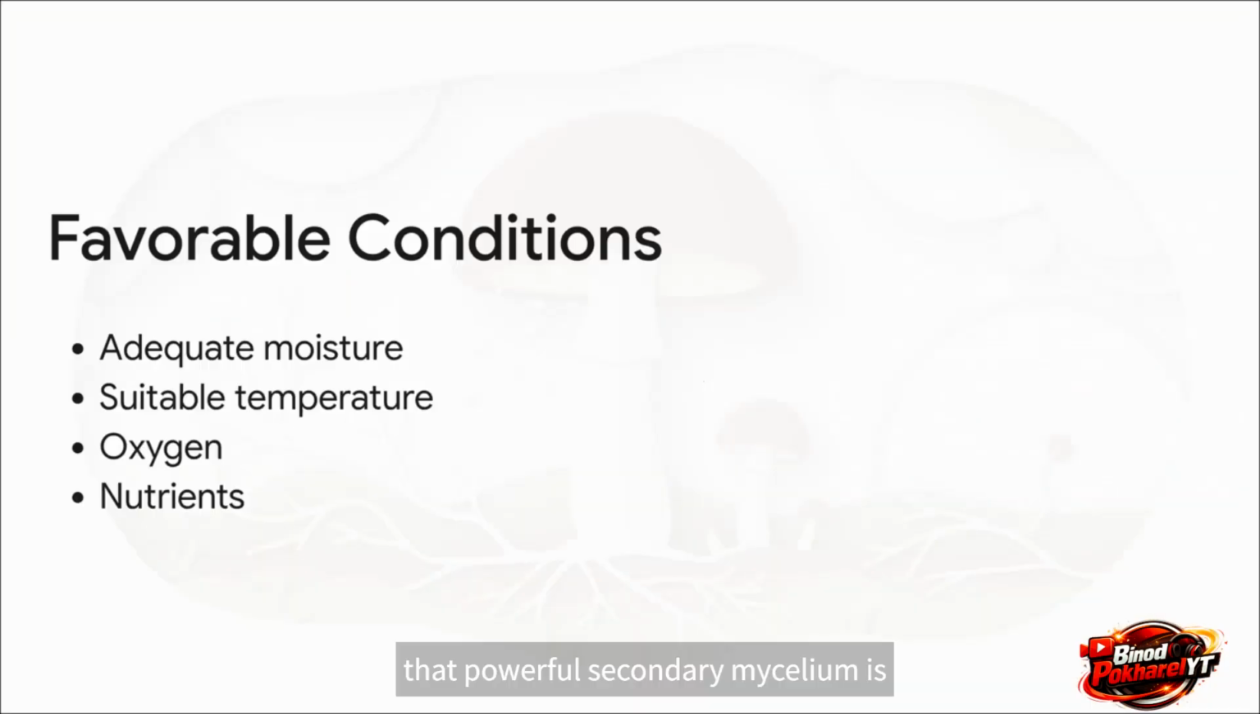Once that powerful secondary mycelium is firmly established, it requires very specific, favorable conditions for growth to begin building a mushroom. We're talking about a surge of adequate moisture, which, by the way, is exactly why mushrooms seem to magically appear out of nowhere after a heavy rain, a suitable temperature, plenty of oxygen, and a really rich supply of nutrients in the soil. When all of those exact conditions perfectly align, the mycelium kicks right into high gear.